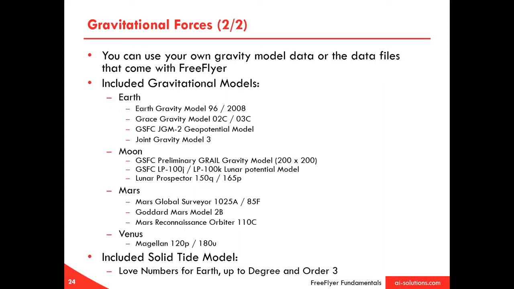FreeFlyer also includes a variety of different gravity model data files that you can choose from. You can see the gravitational models that are included for the Earth, Moon, Mars, and Venus here. If you have a different gravitational data source that you want to use, all you need to do is format that data into the file format that FreeFlyer expects. That format is documented in our help file.